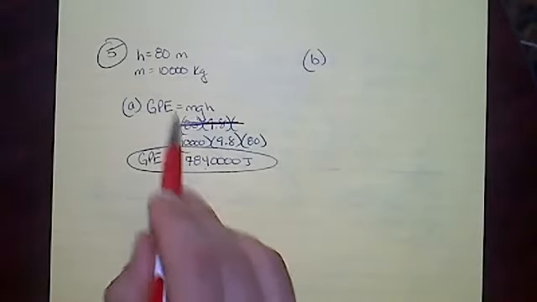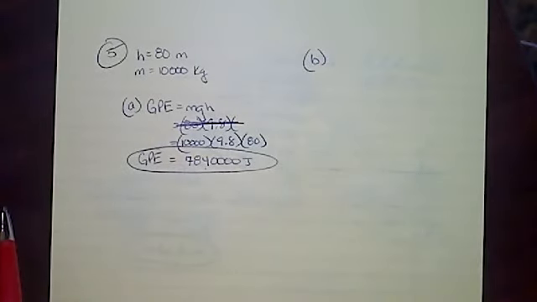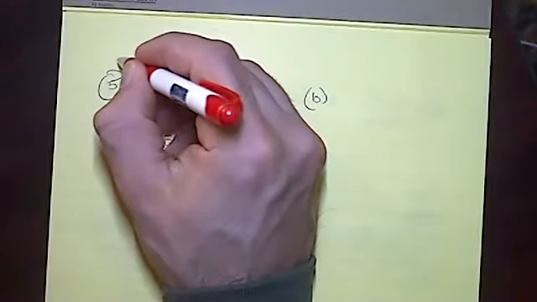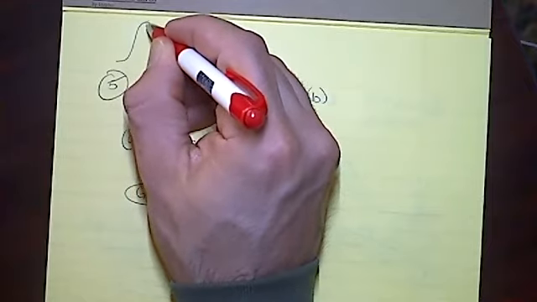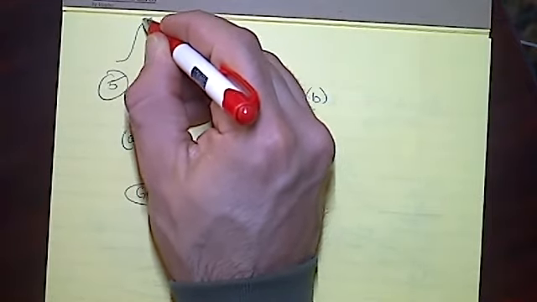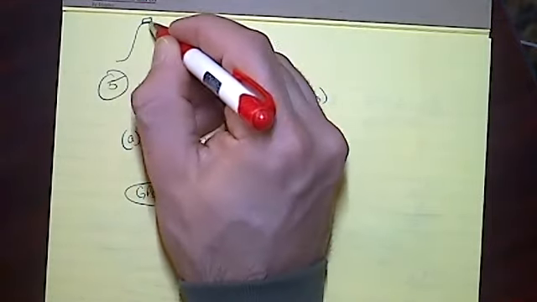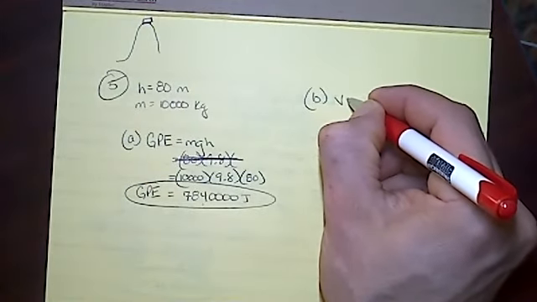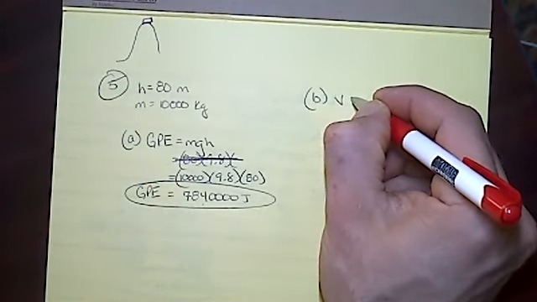Just a simple mgh calculation there. B, calculate the kinetic energy of the car at the top of the hill. So I'm going to draw a little drawing up here. So we have our first hill. Okay, so the car is up here right now. Now we're going to assume that the car is not moving, so the velocity becomes 0.